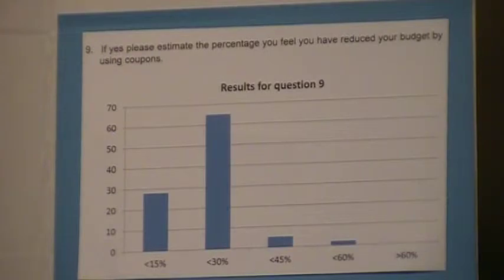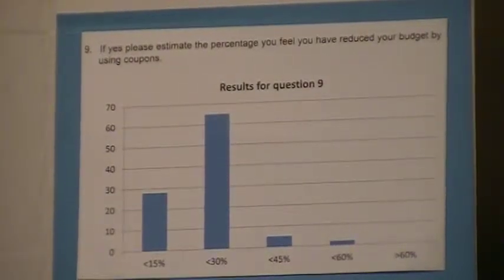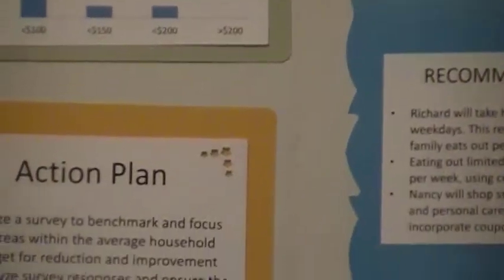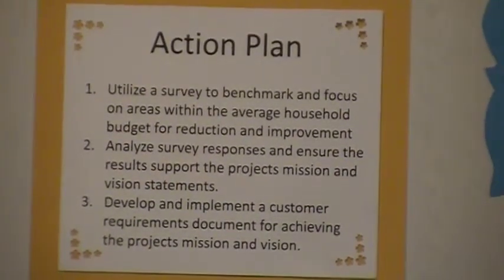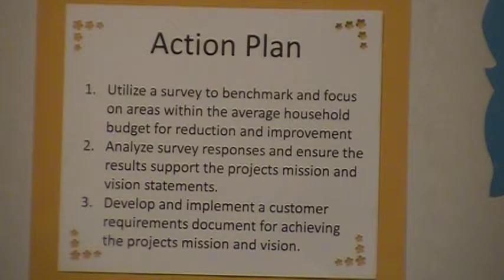So my action plan when doing this process would be to utilize a survey to benchmark and focus on areas within the average household budget for reduction improvement, which we did. Analyze the survey responses to ensure the results support the project mission and vision statements, which you can see that they do, and develop and implement a customer requirements document for achieving the project's mission and vision.